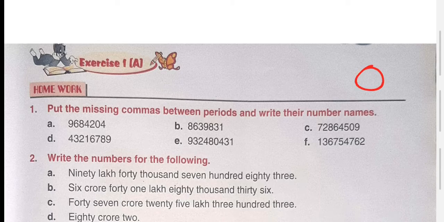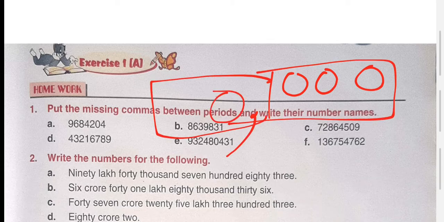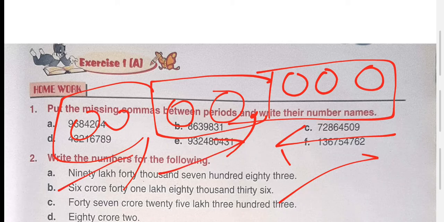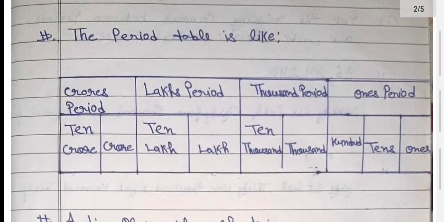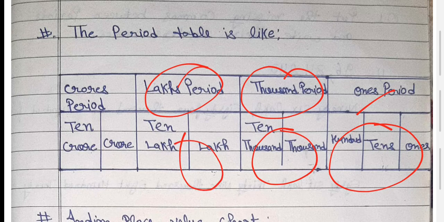Okay, you have to put the commas between the periods. So do you remember what the first period is? These three digits 1, 10, 100 come in the first period. Then 1000, 10,000 are in the second period, and so on. So first comma you have to write from the back side after three digits, and then two digits, and then two digits. Like I told you previously. Just see again the table: the ones period has three digits, the thousands period has two digits, and the lakh period again has two digits, and so on for the next ones.